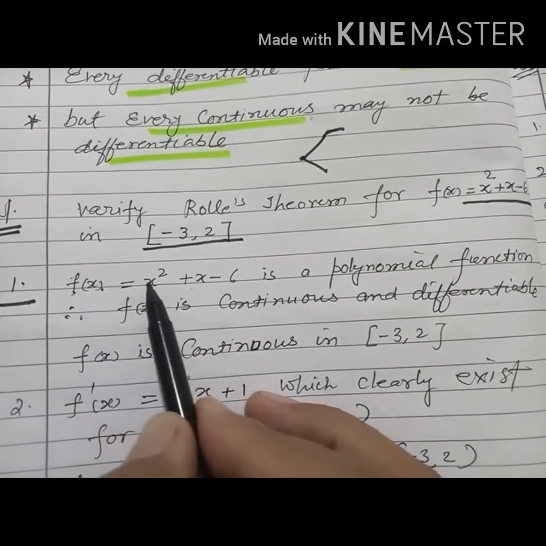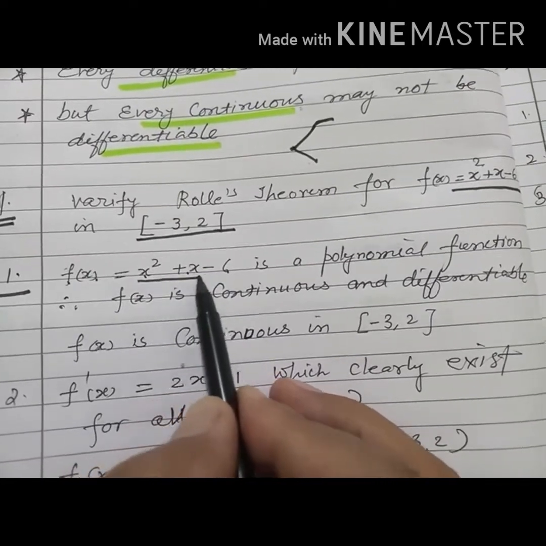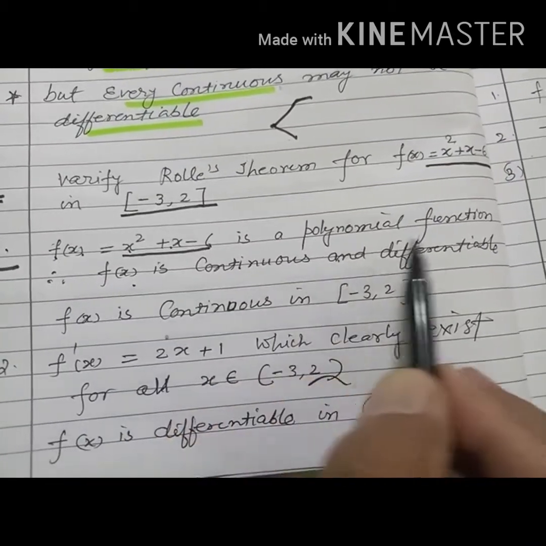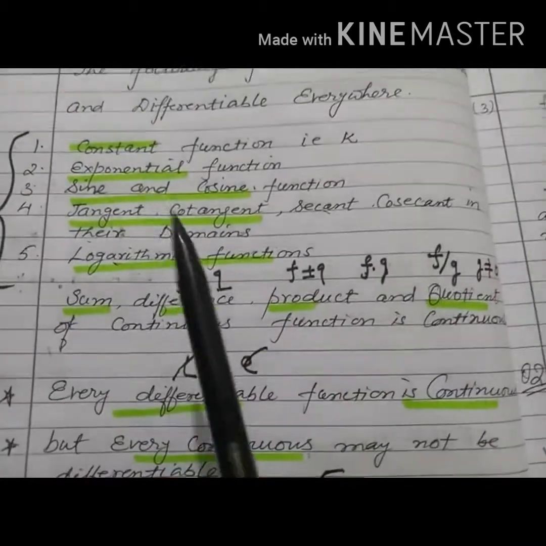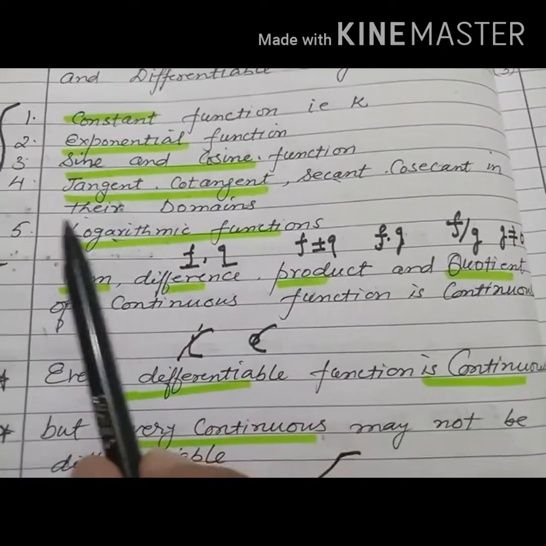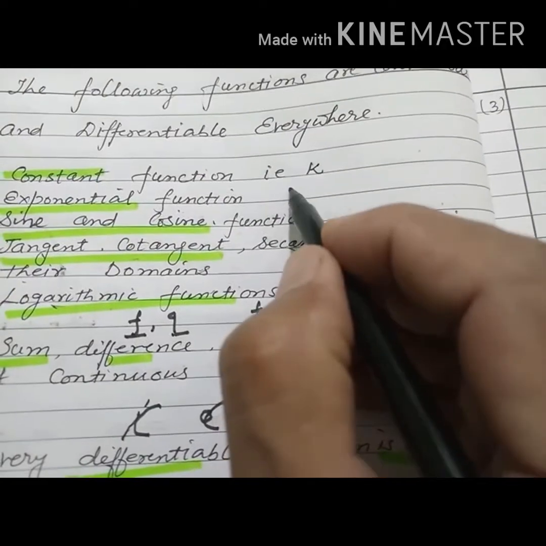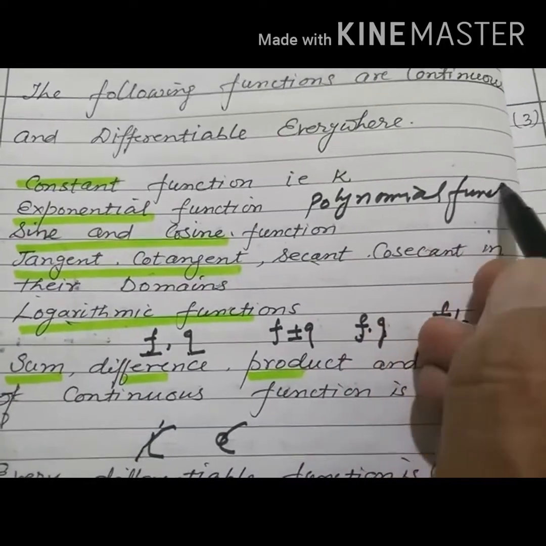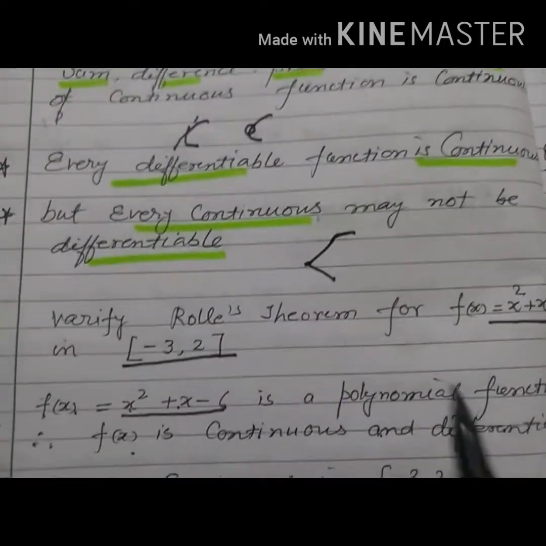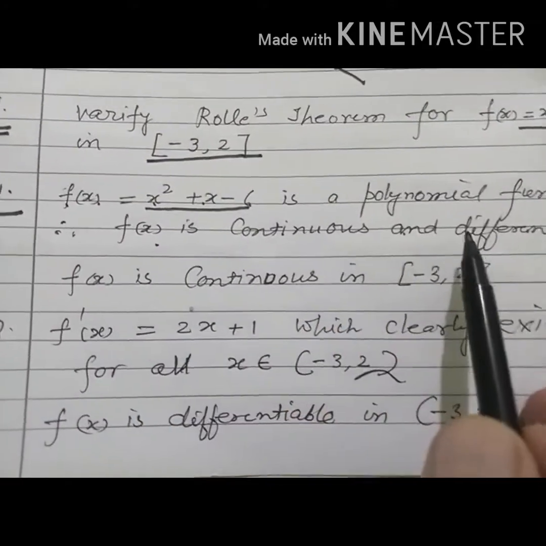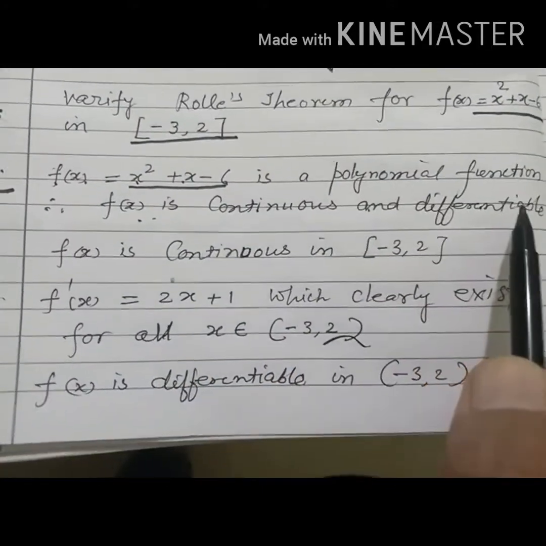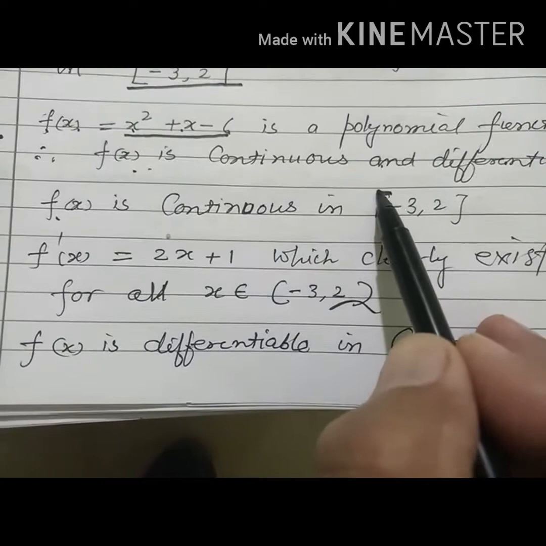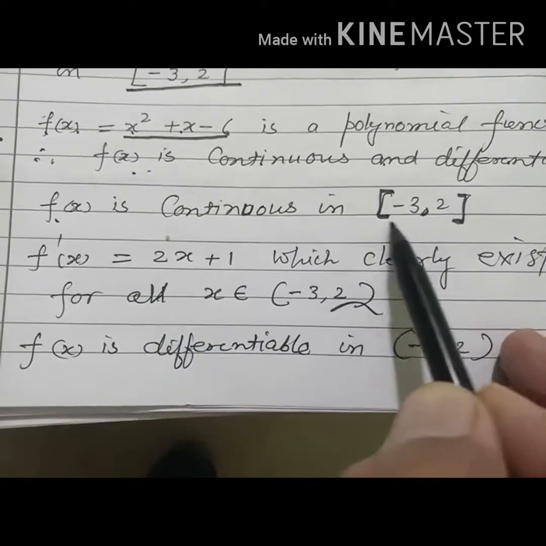The function f(x) is what? x square plus x minus x. It is a polynomial function. And what about every polynomial function? It is continuous and differentiable. We have already stated this regarding the polynomial function. Or if it is not listed, you write it. So the function f(x) is therefore continuous and differentiable. Continuity we have to write in the closed interval only. The function is continuous in the closed interval minus 3 to 2.